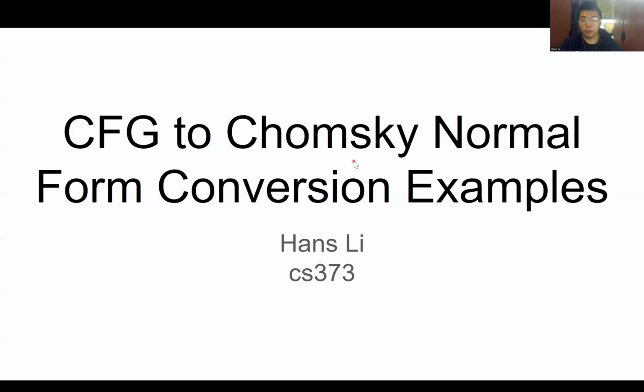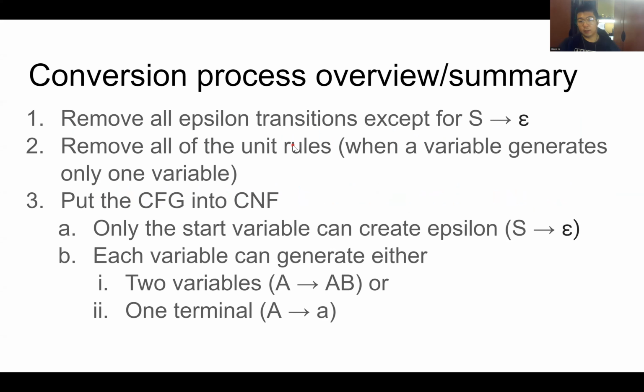Okay, so today I'm going to talk about an example of converting a context-free grammar to Chomsky normal form. The way that we're going to convert the CFG to Chomsky normal form is that the first thing we're going to do is remove all epsilon transitions, basically all the rules that can create epsilon, except for the start variable generating epsilon.